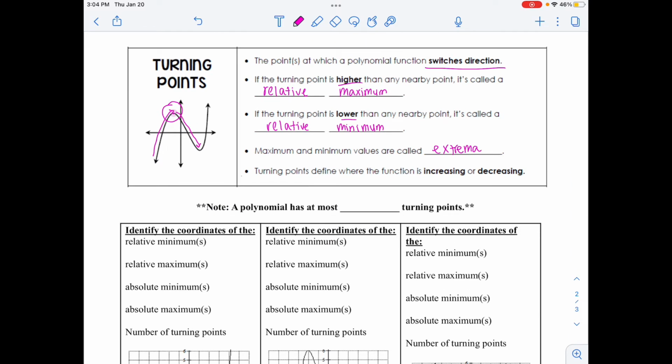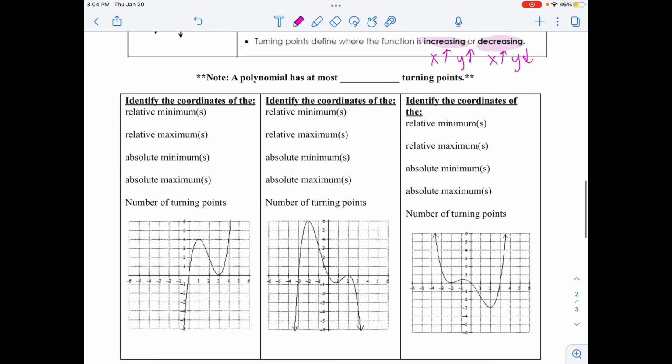Now you got to go back in your head and try to recall this idea of increasing and decreasing, what's happening on a graph. So remember, if as my x gets bigger, my y is getting bigger, it's increasing. And if as x gets bigger, y gets smaller, so it's going down, that's going to be decreasing, okay?